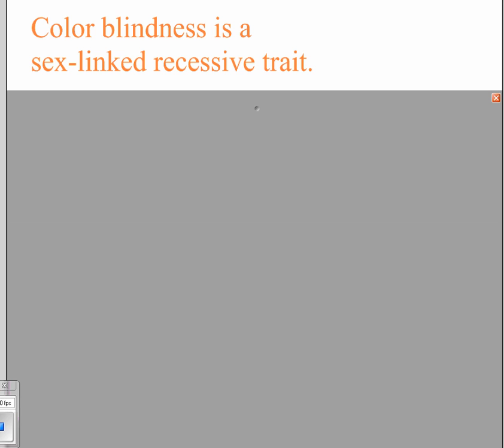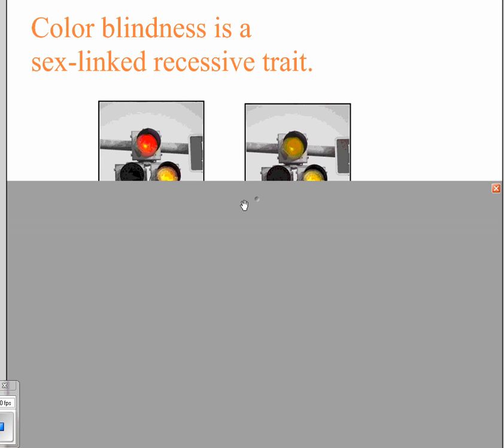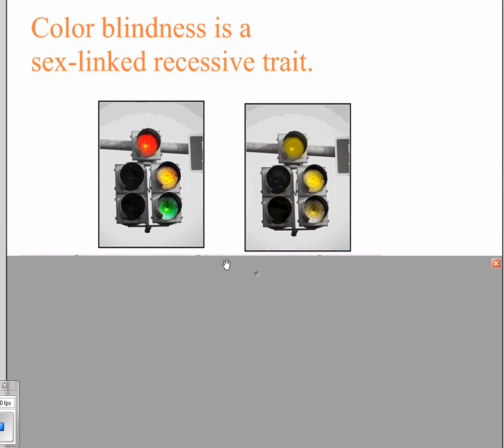We normally refer to sex-linked traits as recessive traits. Colorblind happens to be one of those recessive traits. We'll look at several more. Today we're just going to look at recessive traits. So when you're colorblind, instead of seeing red, yellow, and green, you see kind of yellow, yellow, and yellow. There are different kinds of colorblind. We're just looking at one type of colorblind here.